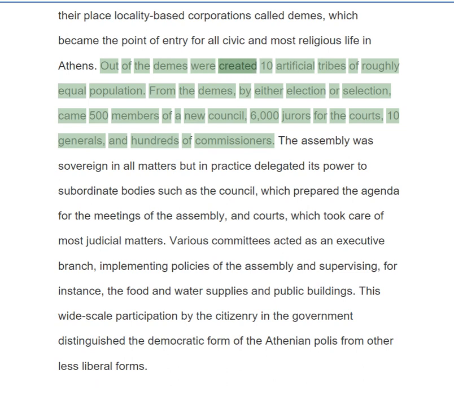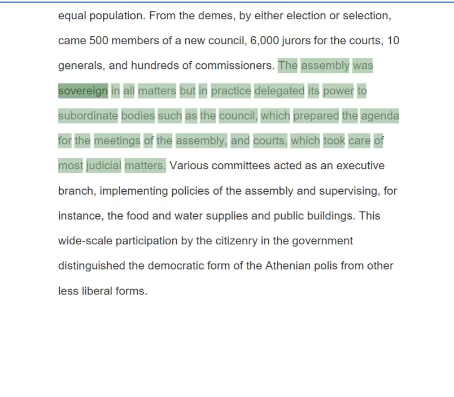Out of the demes were created 10 artificial tribes of roughly equal population. From the demes, by either election or selection, came 500 members of a new council, 6,000 jurors for the courts, 10 generals, and hundreds of commissioners. The assembly was sovereign in all matters but in practice delegated its power to subordinate bodies such as the council, which prepared the agenda for the meetings of the assembly, and courts, which took care of most judicial matters.